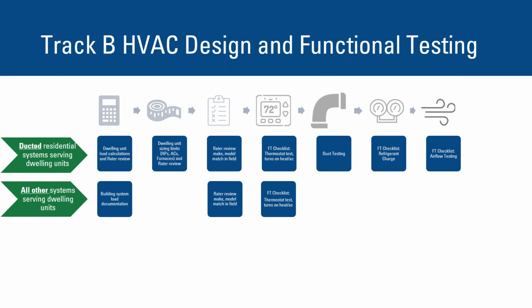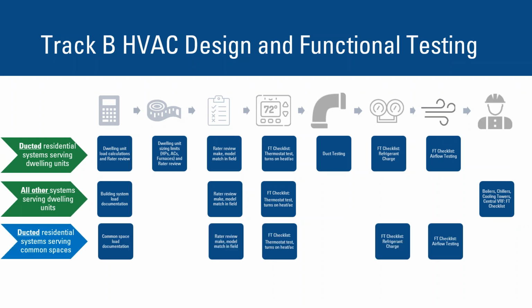to document loads if they're a large building level system. You still need to do the model review and the indoor unit checks. And then on the functional testing checklist, if they're boilers, chillers, cooling towers, or central BRF, you need to complete the specific sections on that test for them. And then we have to look at what happens for common spaces.